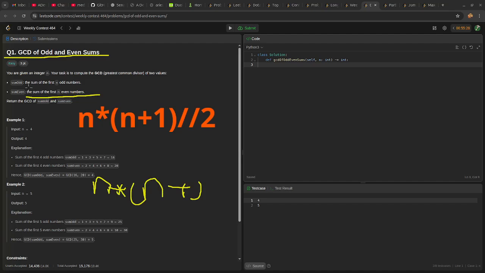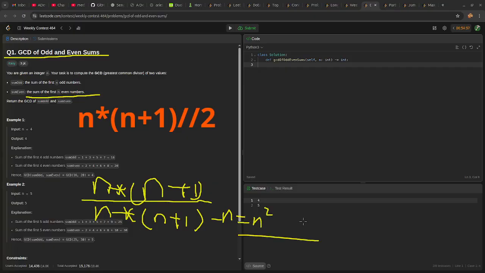Then the sum of the first n odd numbers: we do know that every odd number is 1 less than each even number. So the sum of the first n odd numbers will be n less than the sum of the even numbers, which is n times n plus 1 minus n, which is n squared. So if we check these two numbers, obviously n is the greatest common divisor.